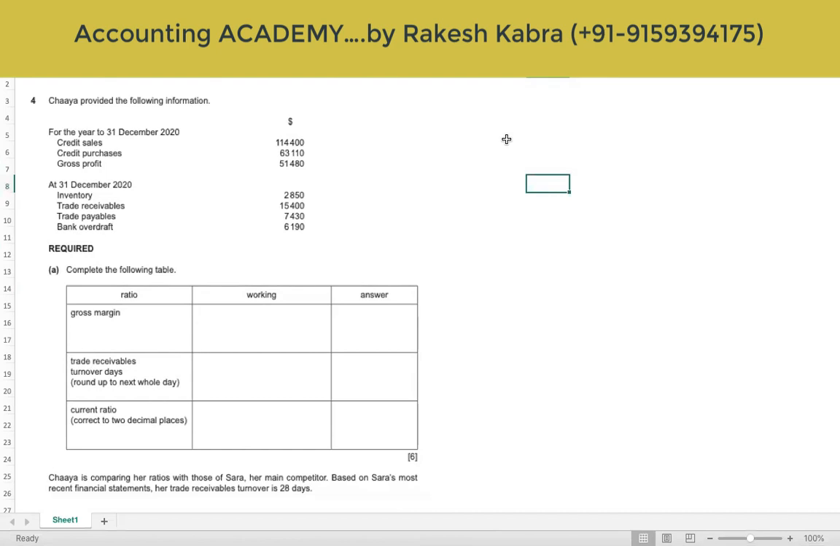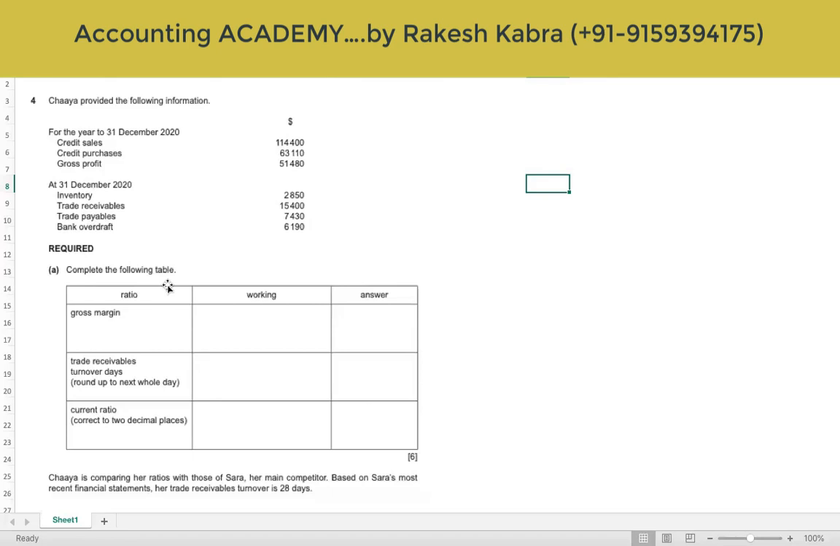So first, the information they have given about what happened during the year. During the year, the amount of credit sale is given. Then the credit purchase is also given, and the amount of gross profit is also given. And then we have current assets and current liabilities on the last date of the accounting year. Now, what is requirement A?